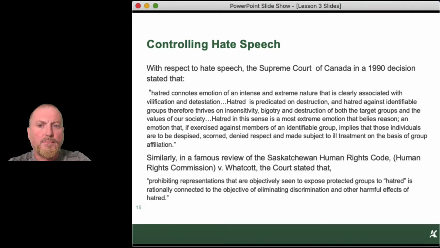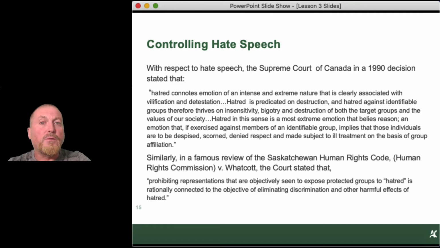"Hatred in this sense is a most extreme emotion that belies reason, an emotion that, if exercised against members of an identifiable group, implies that those individuals are to be despised, scorned, denied respect, and made subject to ill treatment on the basis of a group affiliation." So the Supreme Court basically was taking a stand against hate speech, okay, within the limits of our freedoms for free speech, okay?